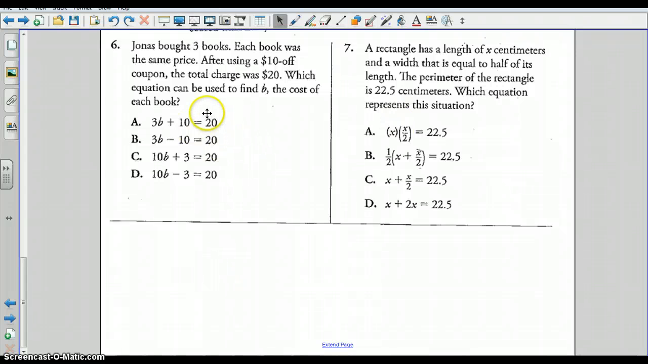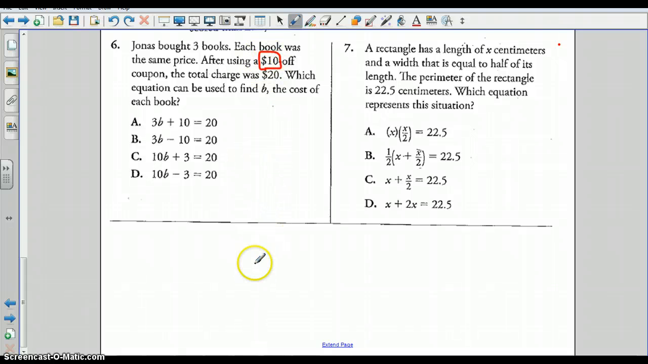Jonas bought 3 books. Each book was the same price. So after using a $10 off coupon, the total charge was $20. So the first thing I'm going to look for is just my constant. What's not changing? What's the same thing that everyone could get? And it looks like, no matter how many books he bought, he got $10 off. That's a constant rate. He could have bought 50 books, he would have gotten $10 off, from the look of this problem.